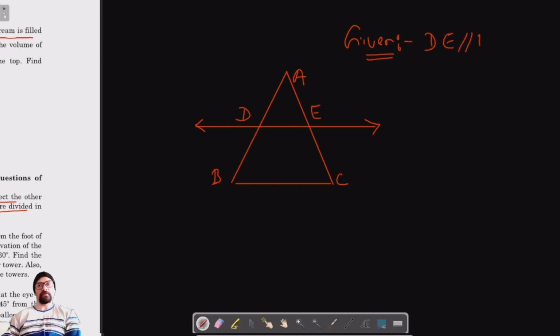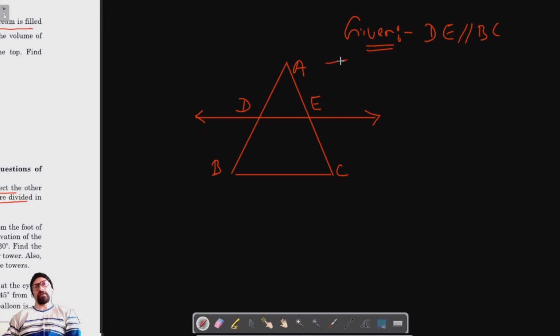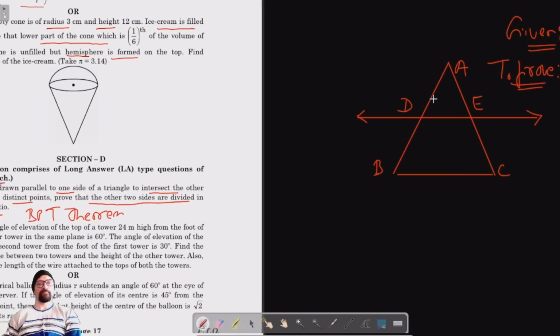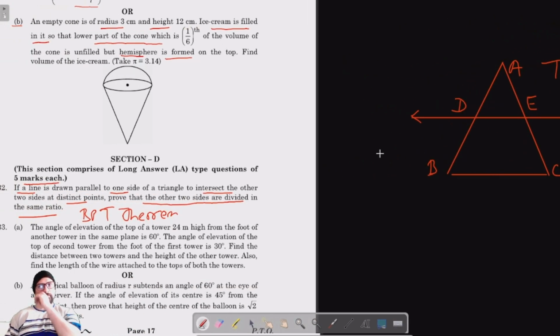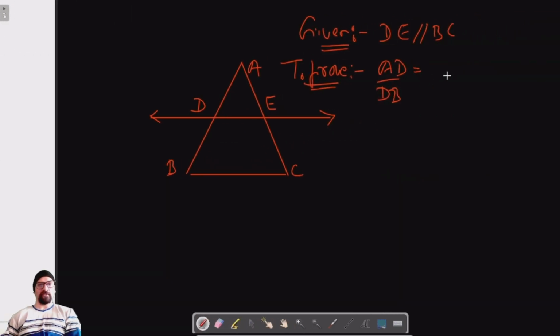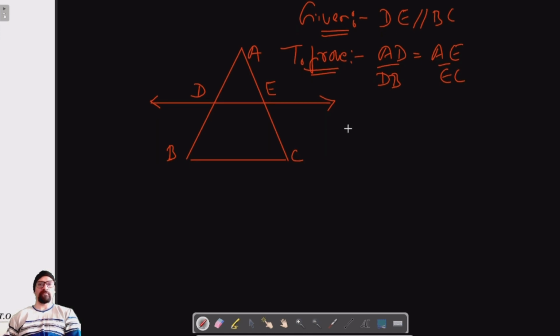So what is given is DE is parallel to BC, and we have to prove that the corresponding parts of the sides divided by DE are divided in the same ratio, that is AD by DB is equal to AE by EC. That's what we have to prove.